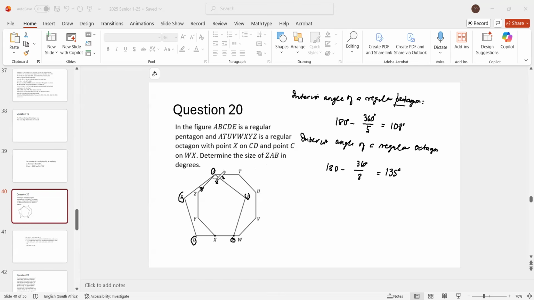So we do know that X plus Y is equal to an interior angle of the pentagon, which is 108 degrees. And we also know that X plus Z becomes an interior angle of the octagon, which is 135 degrees.